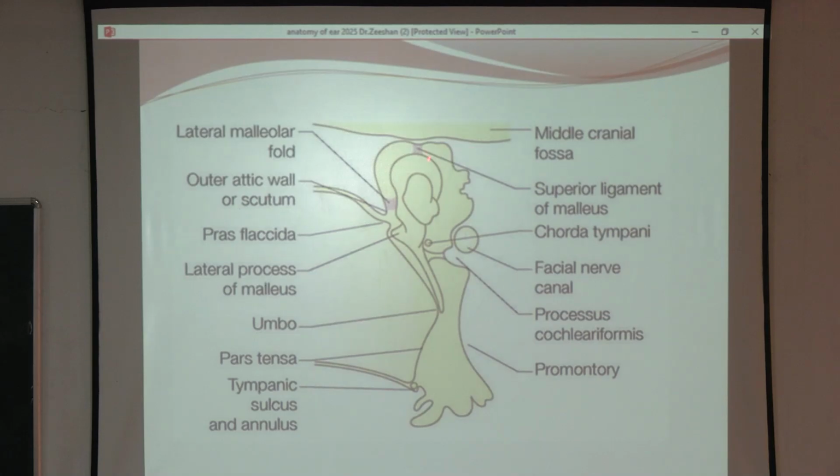This upper part, malleus is adhered to the tegmen via the superior ligament of malleus. Just lateral to the neck of malleus is this nerve called the chorda tympani nerve. It hugs the neck. All right. Furthermore, there is the facial nerve canal. So these are some of the parts showing in the coronal section.